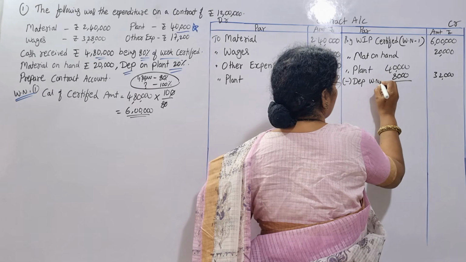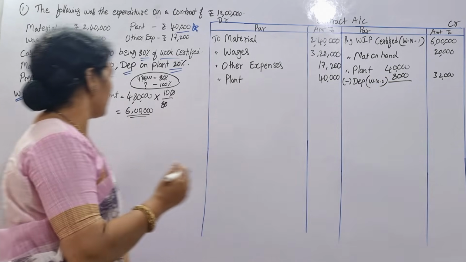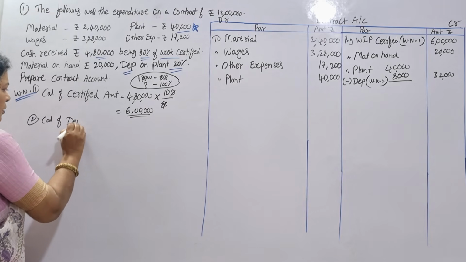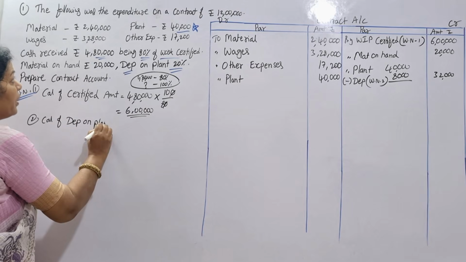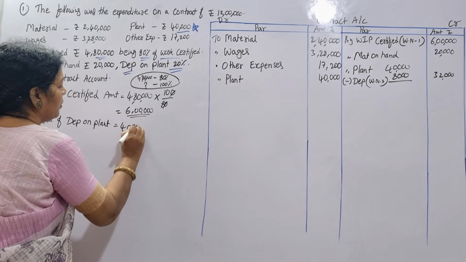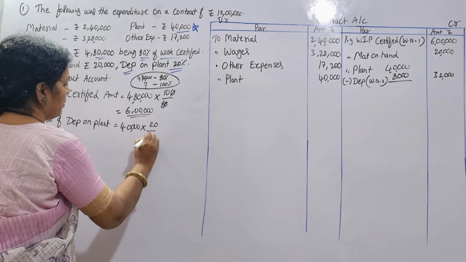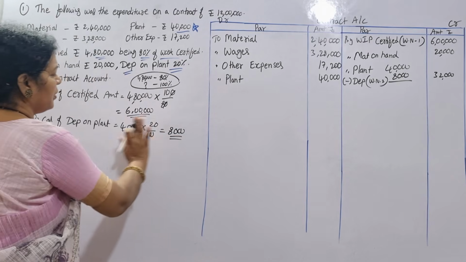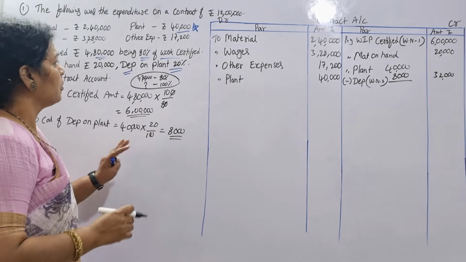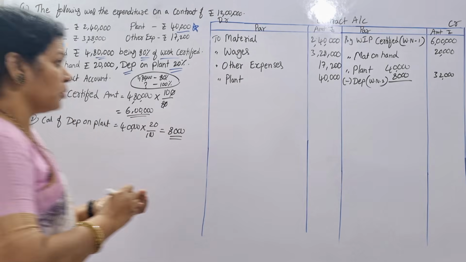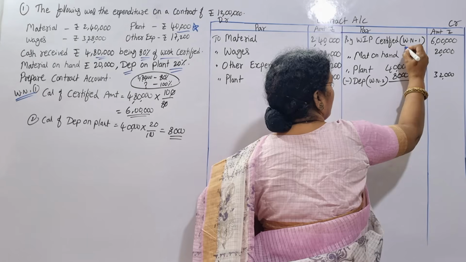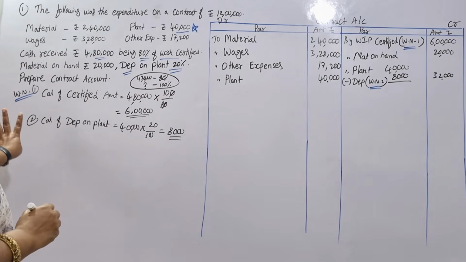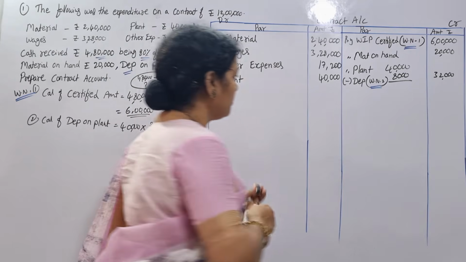Working notes number 2. Simple calculation. Working notes 2: calculation of depreciation on plant. Plant value is 40,000 into 20%. It comes to 8,000, right? 10% is 4,000. 20% means 8,000. So this is over, working notes 2. We are showing here working notes 1, working notes 2, and anything else to write? That's all, over. Now we'll close the account.